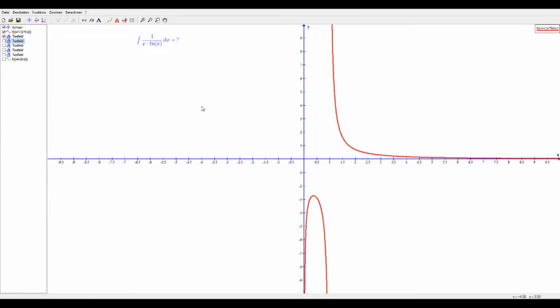Hello, let us integrate 1 divided by x times the ln of x. This is a fairly famous integral to do. The graph for the function 1 divided by x times ln x is here.